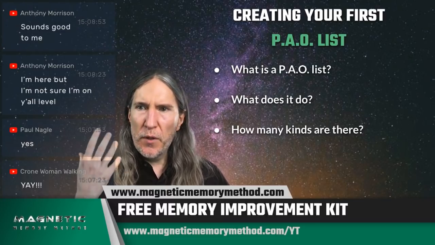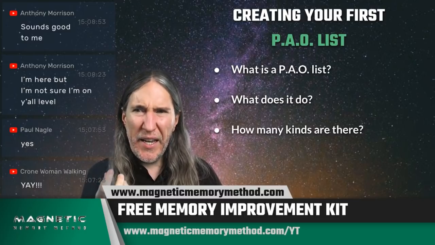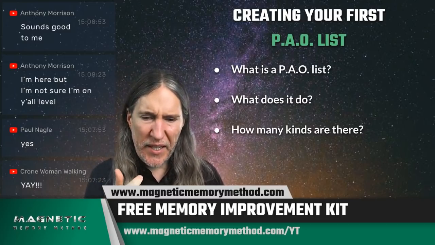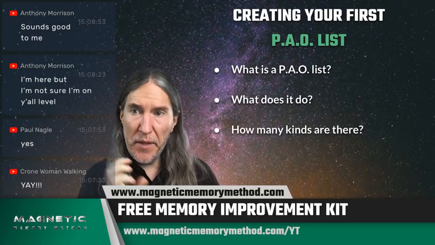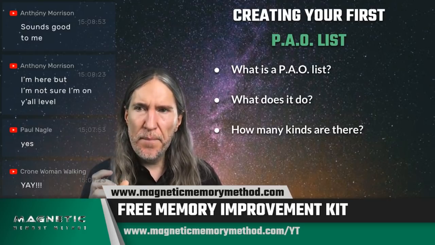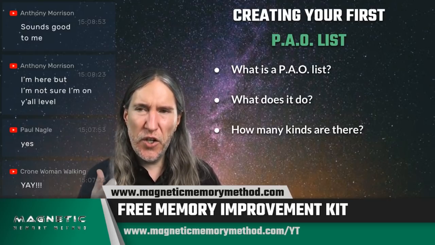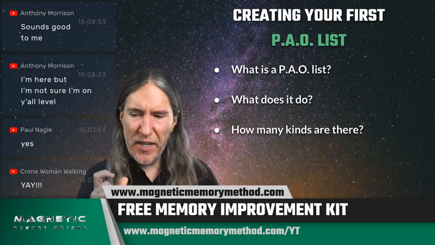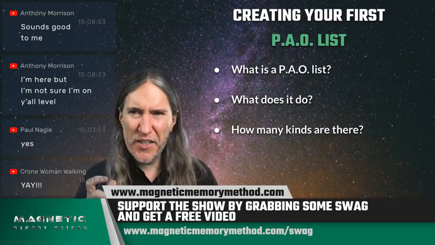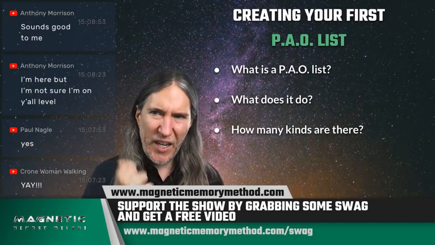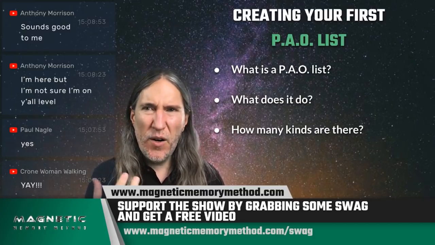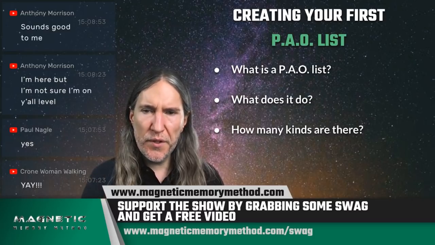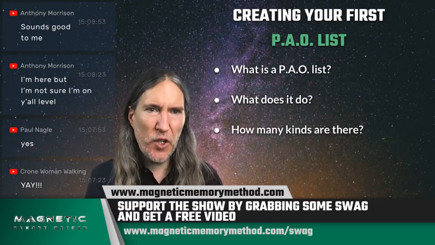So we're going to talk more about what a PAO list is, but very simply, it is a list that you create of images that you're going to associate with numbers, that has some sort of person, action, or object. But I'm going to suggest to you that it doesn't always have to have a person, action, object. There are contexts in which that's useful. There are contexts in which you can collapse them all into one. That's how I do it. I work progressively towards continuing to collapse them all into one.